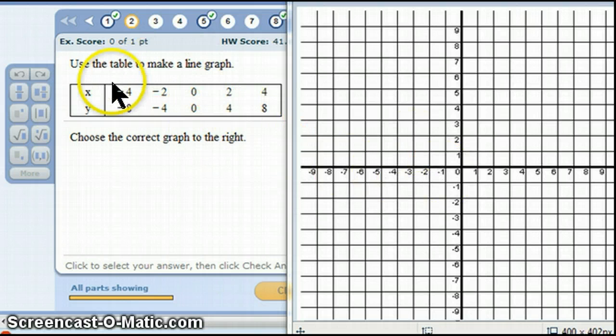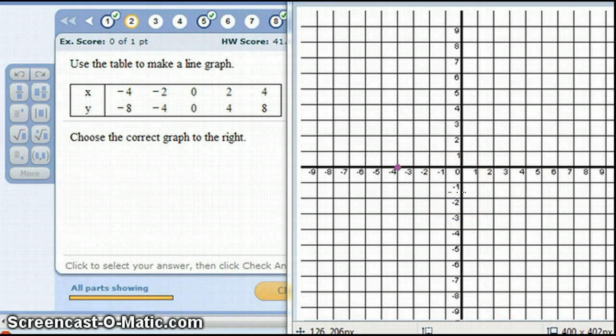Okay, so here we're given several points. -4, -8 is one point because that's x and then y. -2, -4 is another point. 0, 0 is the third point, and so on. And I just need to start by graphing each one of these points, and then I'll add the line segments between them. So the first point is -4, -8.